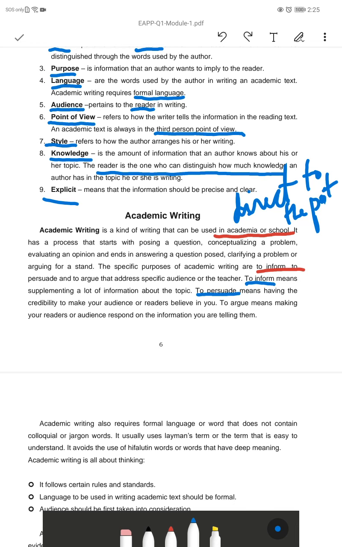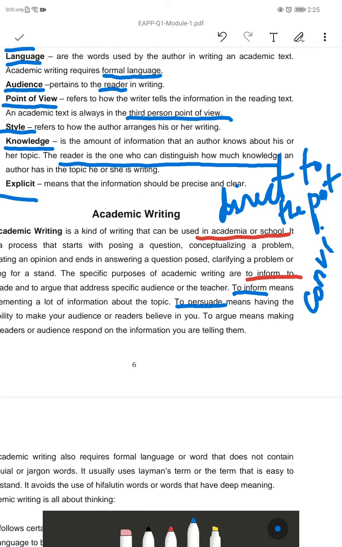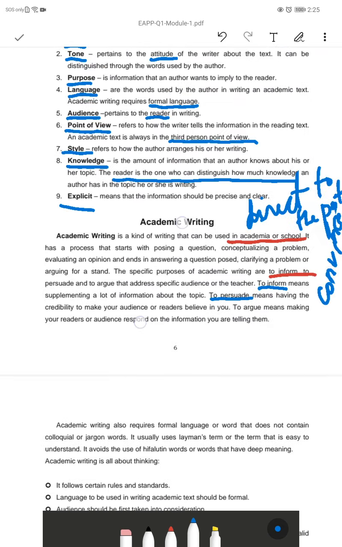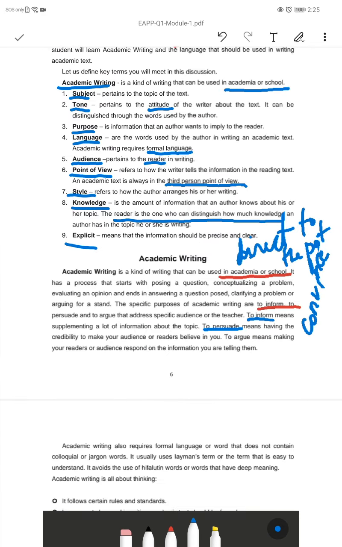To persuade means to convince. So when you are trying to persuade someone, it simply means that you are trying to convince that person. And then finally, we have another purpose, that is to argue, which means making your readers or audience respond to the information you are telling them.